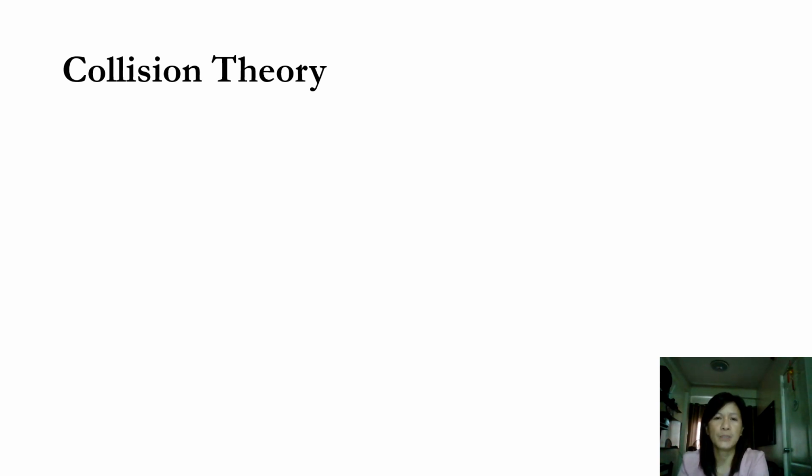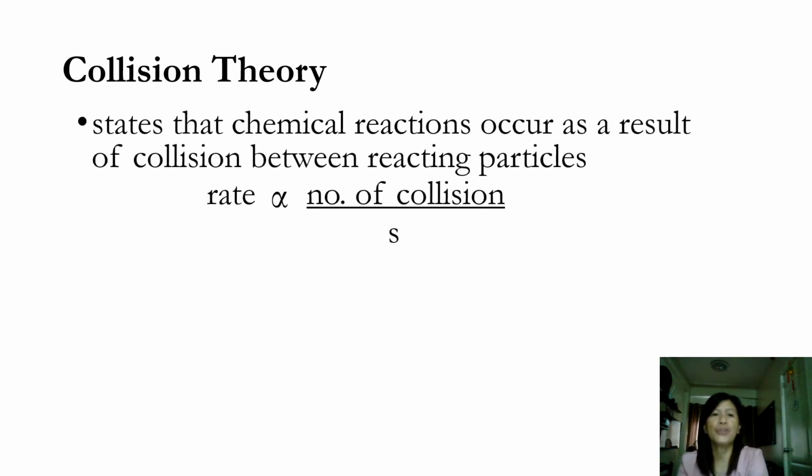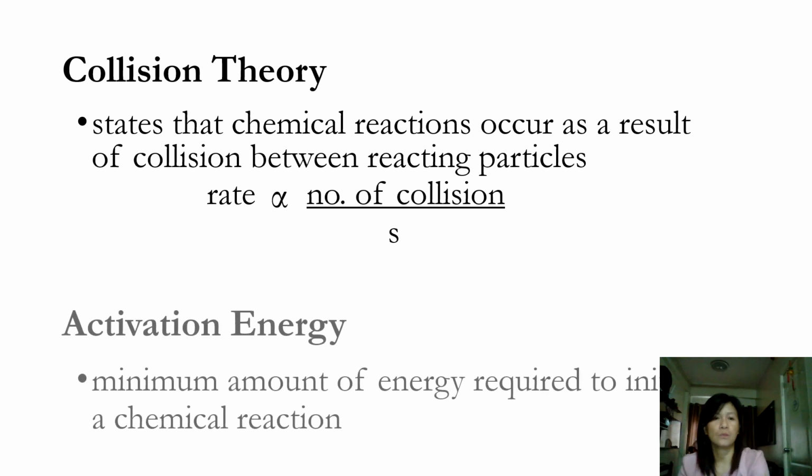Collision theory is the principle behind chemical reactions. According to the theory, a chemical reaction is brought about by collision of reactant molecules or particles, and the rate of reaction is proportional to the number of collisions. The greater the amount of collision between the reactant molecules over time, the faster the reaction, or the higher the rate of reaction.